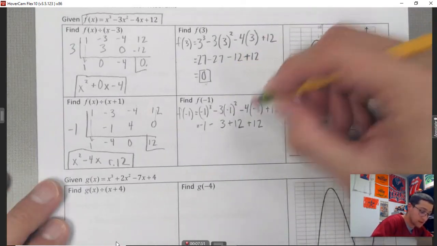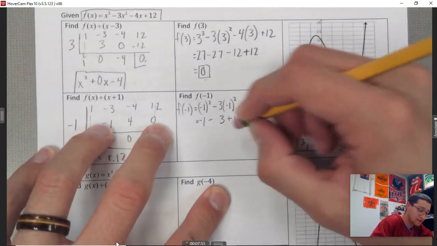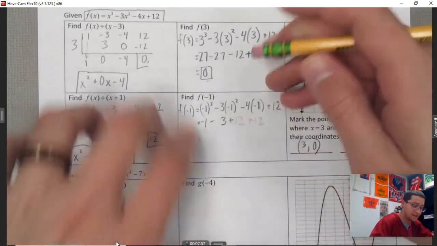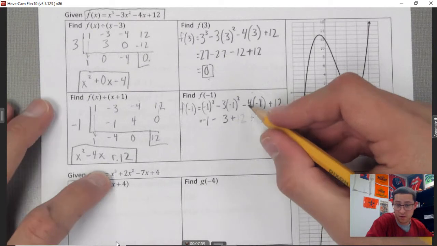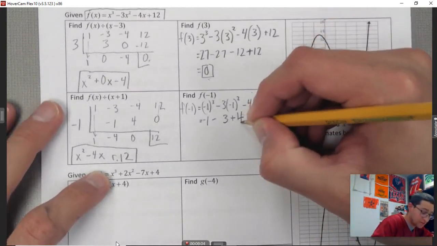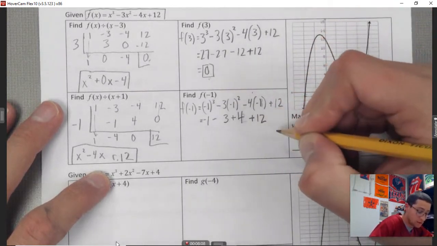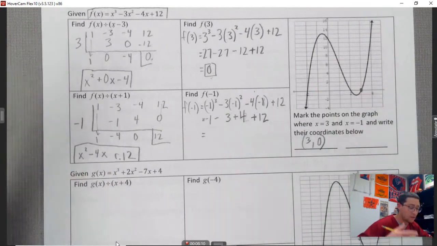Man, I knew something was looking weird. Rolling with it. Here we go. Negative 4 times negative 1, that's a plus 4. I knew something was funky here. All right, and then plus 12. So now we have the correct one.